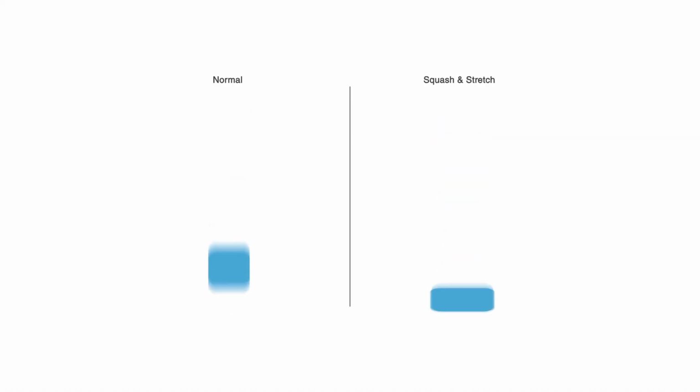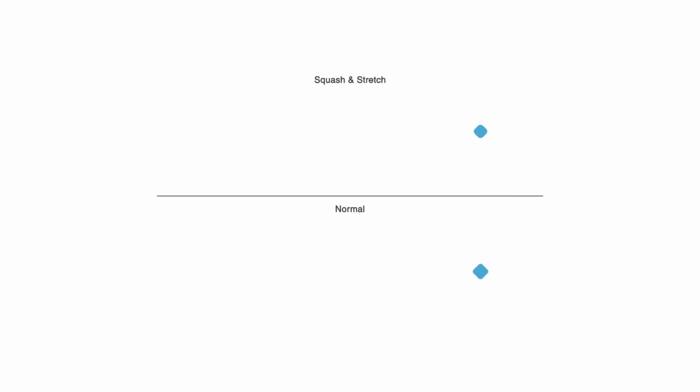I hope this example has shown you how squash and stretch can be applied to motion design. You can use the scale properties of any object and scale it in the X or Y axis to make your animation more organic and have a better feel to it.